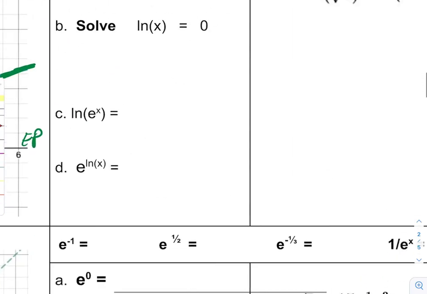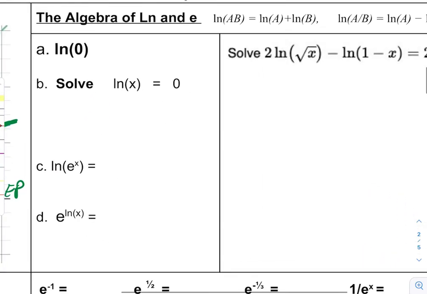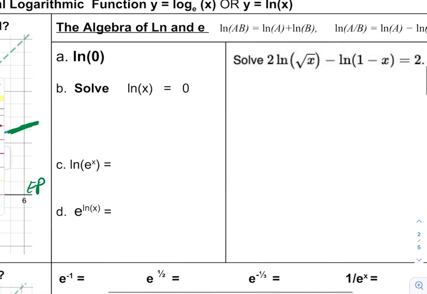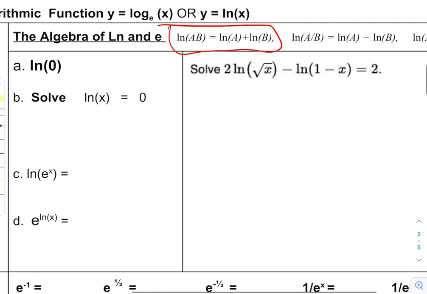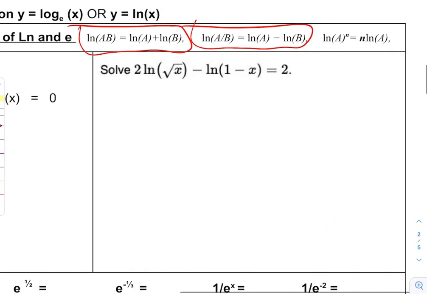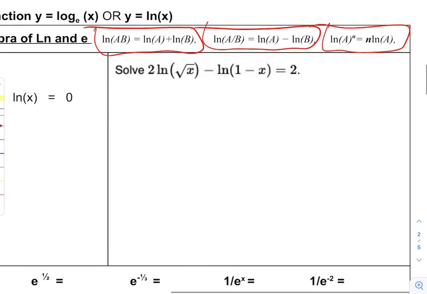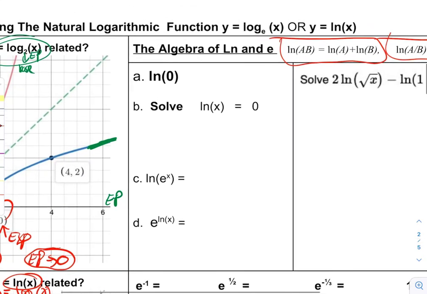So let's go through some of this. Hopefully you already watched the review of log rules, because I wanted you to do a review of logarithm rules. And there are your logarithm rules, but now written with ln. So some things are different.